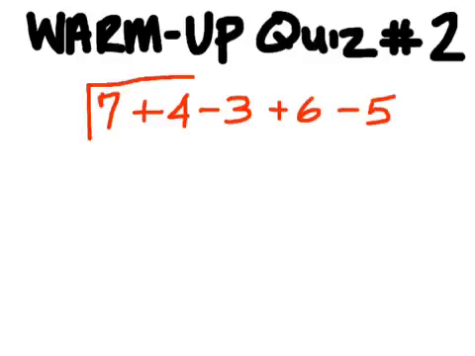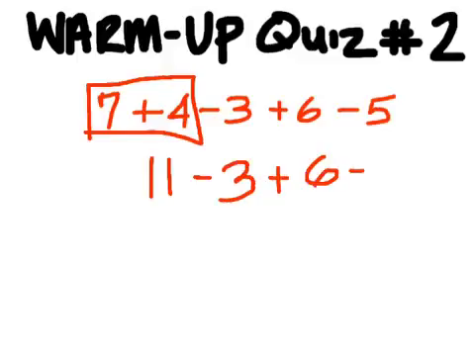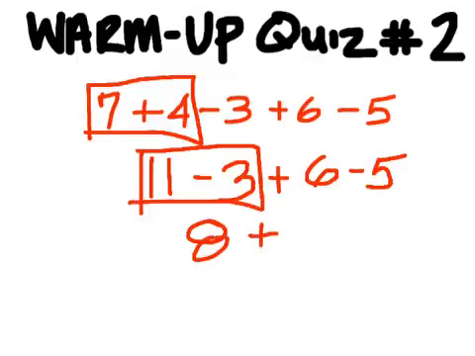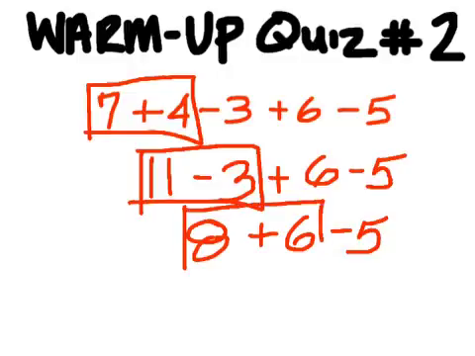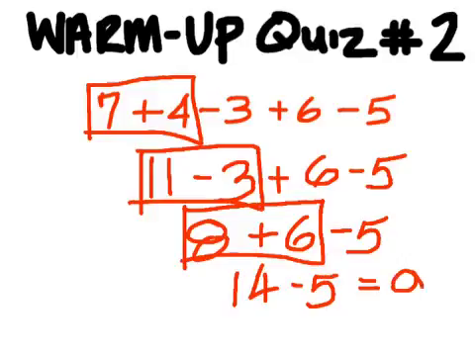Solution is to do 7 plus 4 first. That's 11. And then after that, it's 11 minus 3. That's 8. Do not do 6 minus 5 first. It is 8 plus 6, which is 14. Minus 5 is 9.